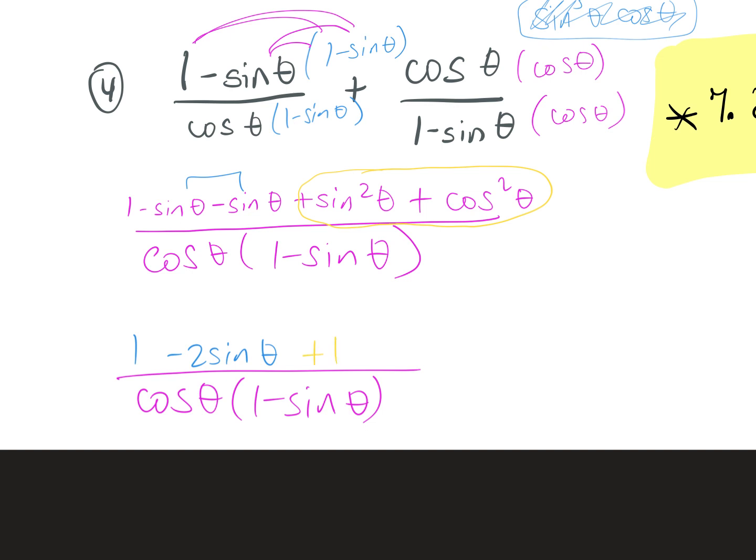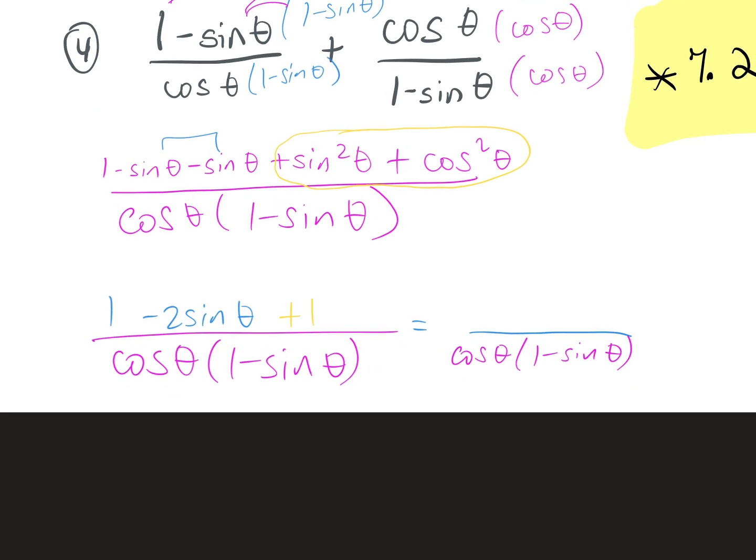All right, that looks a lot better. Looks a little cleaner, right? So let's see. Can we clean anything else up? I still have cosine on the bottom here, 1 minus sine. Remember, what's the goal here? We're simplifying. We're making smaller. So what do you notice? What can we combine? The ones. What's 1 plus 1? So I have 2 minus 2 sine theta.